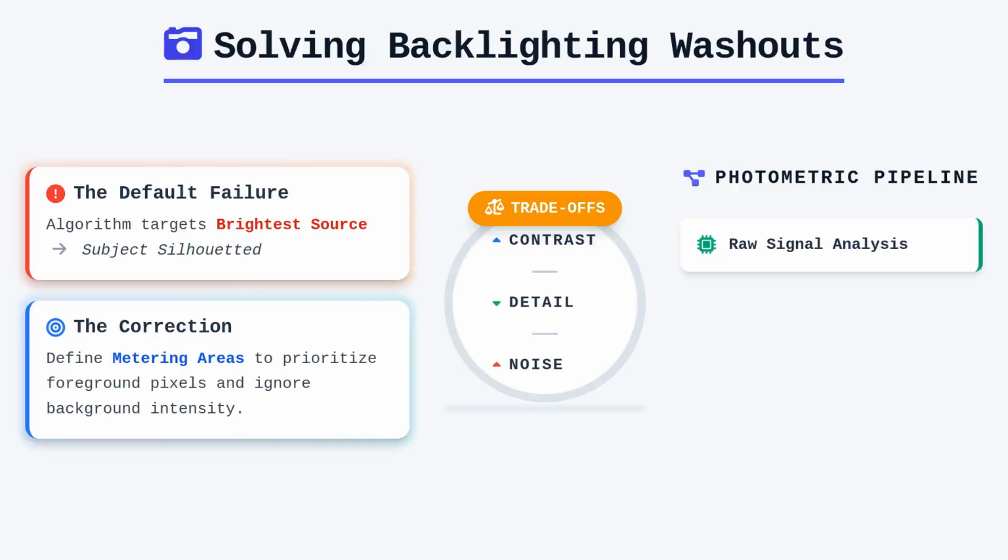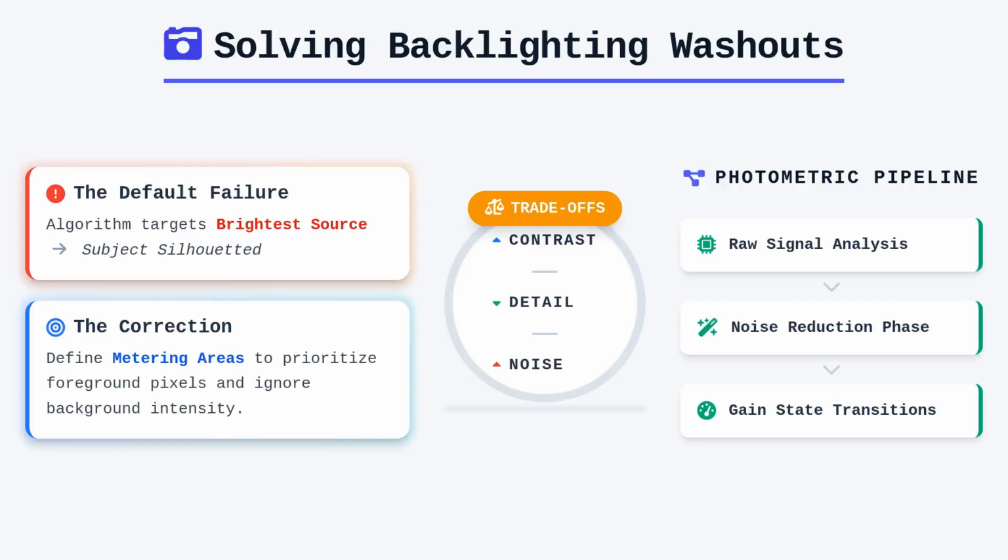Systematic analysis involves looking at the raw signal before and after applying noise reduction algorithms, observing how the camera handles transitions between high-gain and low-gain states.